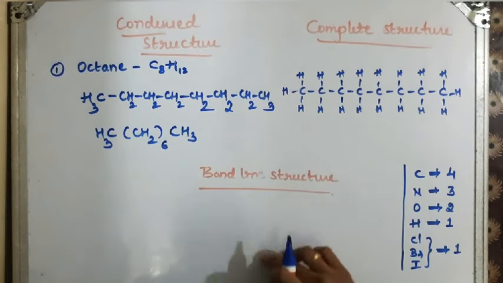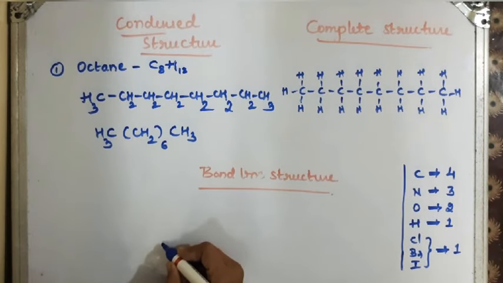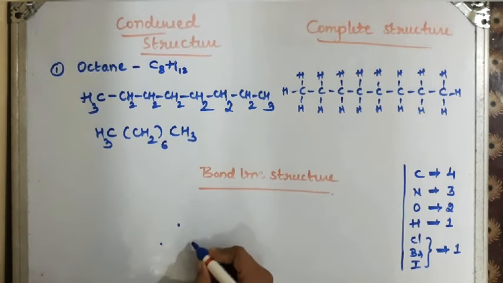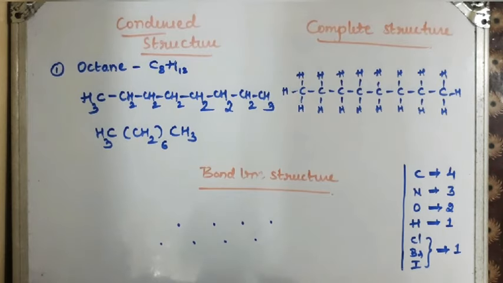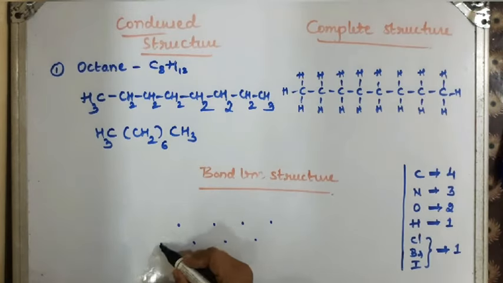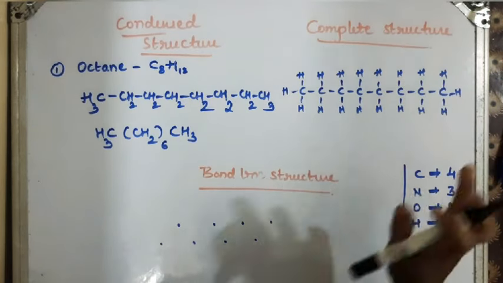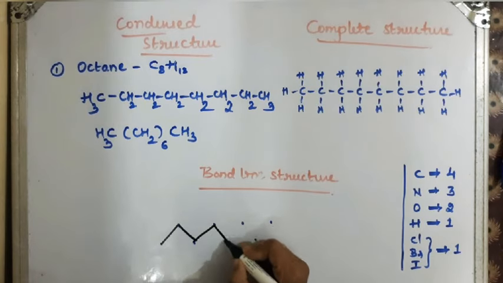So how many carbons are there? 8 carbons. Arrange them in a zigzag manner. So I'll write here 1, 2, 3, 4, 5, 6, 7 and 8. Then all the carbons have single bonds, so I'll join these by single bonds.